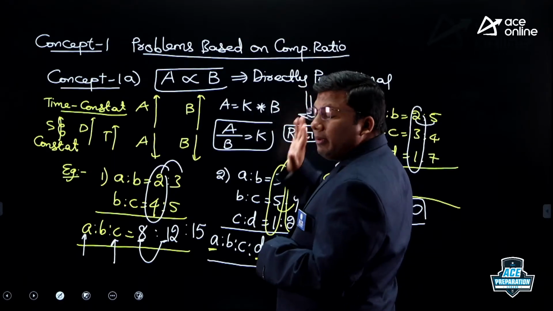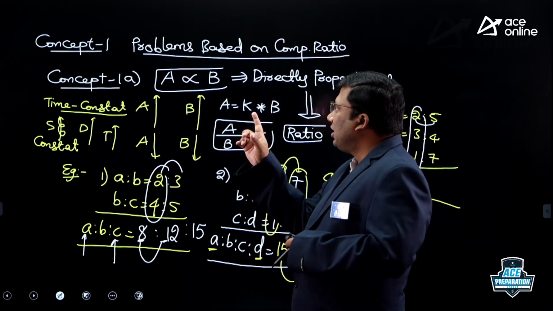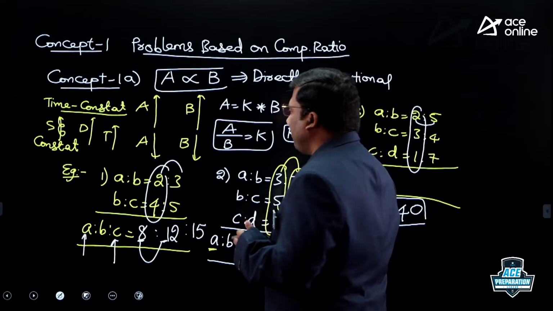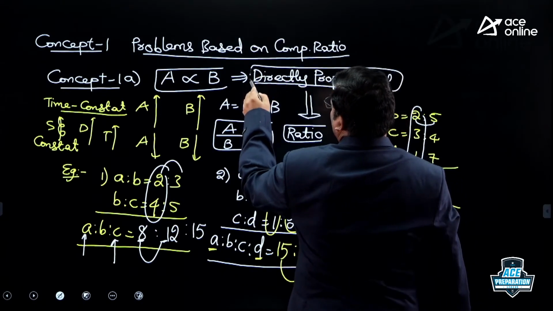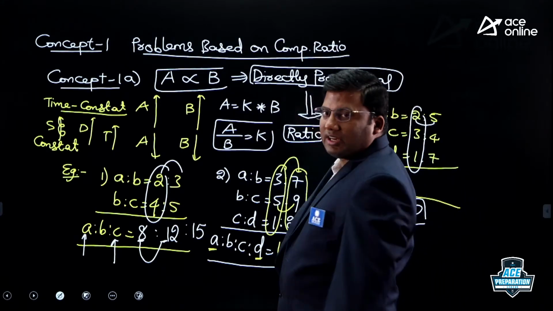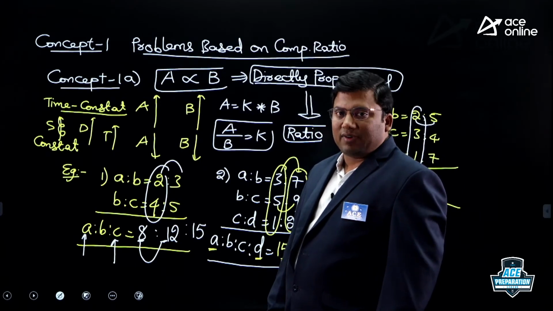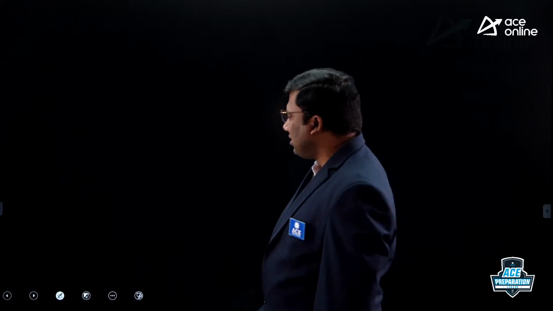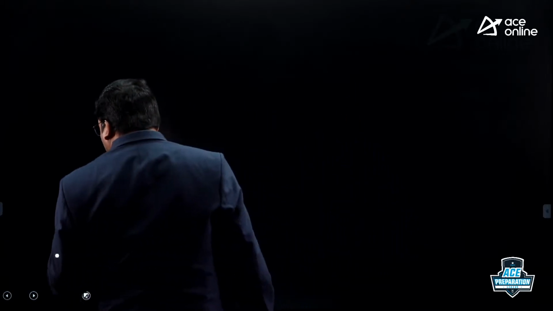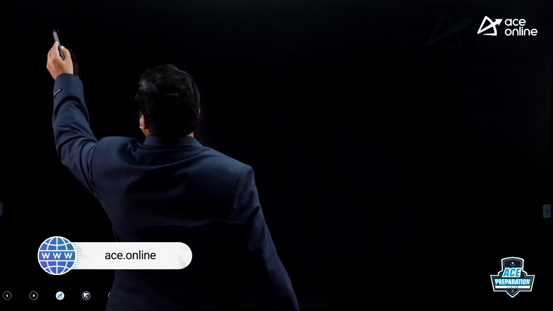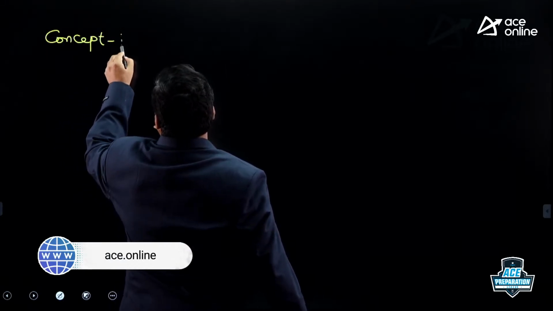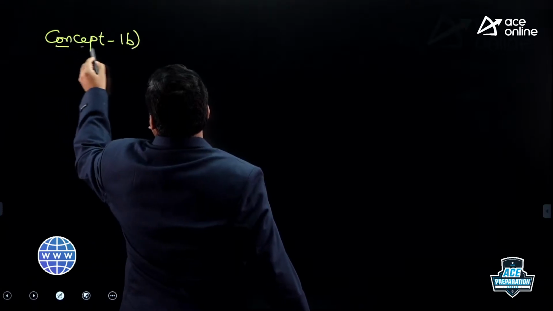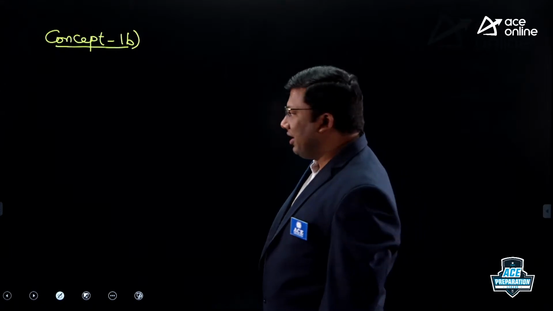Concept 1, problems based on compound ratio. A and B are directly proportional. Sir, what if it becomes inversely proportional? Listen carefully, sir. Concept 1B. Just listen to the class, sir. I will take it in a way where you will find the concepts very easy. Concept 1B. Listen carefully, sir.